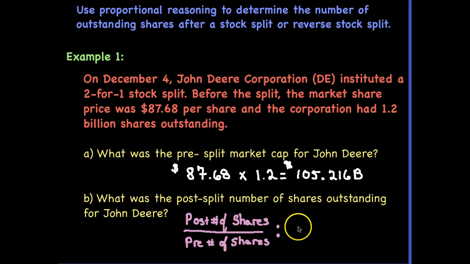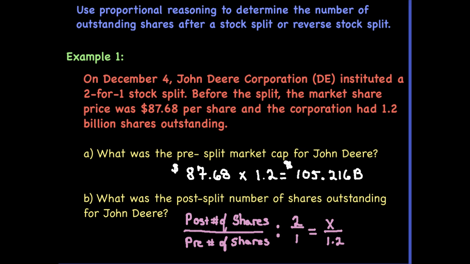So we're having a stock split. Remember what that means. We're going to get more shares worth less dollars. So our post number of shares is going to be 2, and our pre number of shares is 1, because we're going to get 2 shares for every 1. And then we're going to set this equal to what we know. The corporation had 1.2 billion shares outstanding. That would then be our pre number of shares. And we want to determine what our post number of shares is. So we want to determine X.